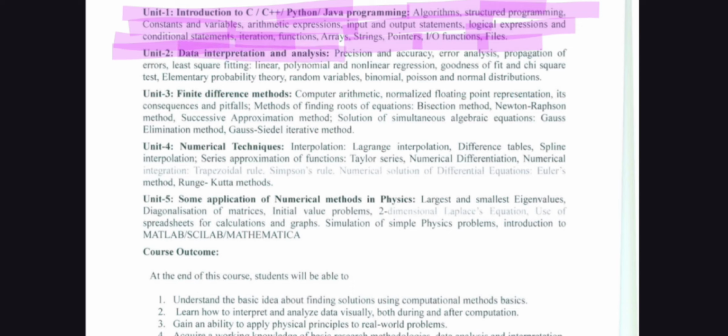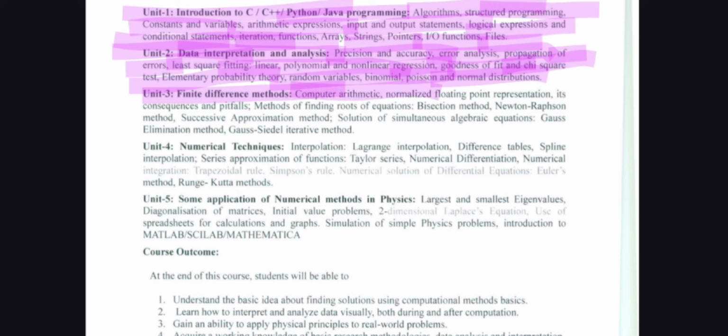Unit 2 is data interpretation and analysis: precautions and accuracy, error analysis, propagation of error, least squares fitting, linear polynomial and non-linear regression, goodness of fit and chi-square, chi-square test, elementary probability theory, random variables, binomial, Poisson and normal distributions, unitary result, finite difference method.